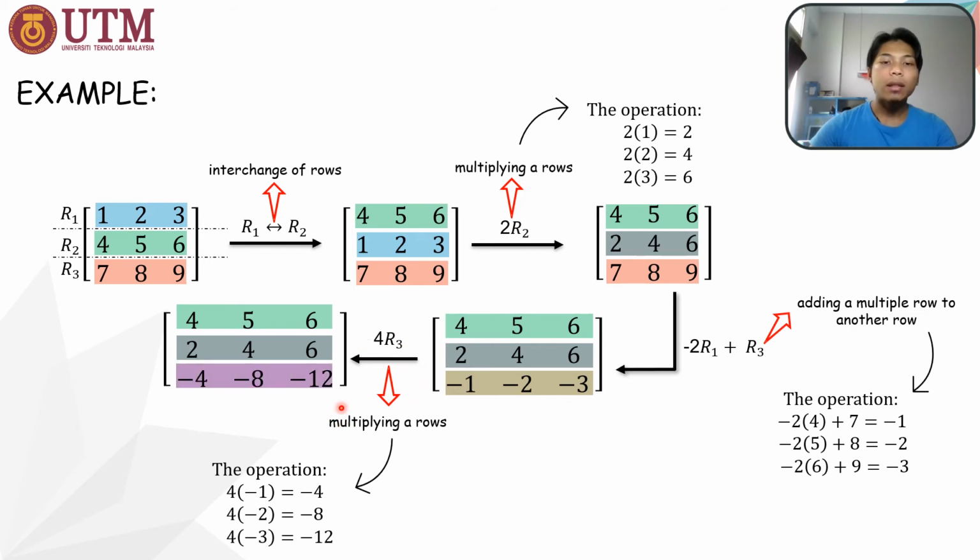So you guys can see that the result of the entries for row 3 is changed, which is from -1, -2, -3 become -4, -8 and -12, sorry, -12, right? So that's a simple example where I combine all three operations. So you guys may think it is only an elementary operation, simple like that.